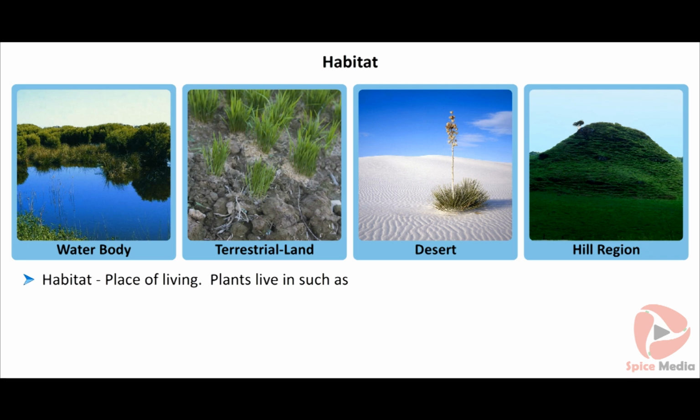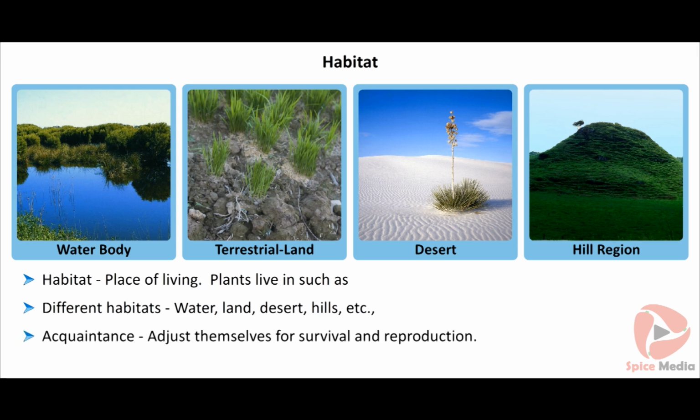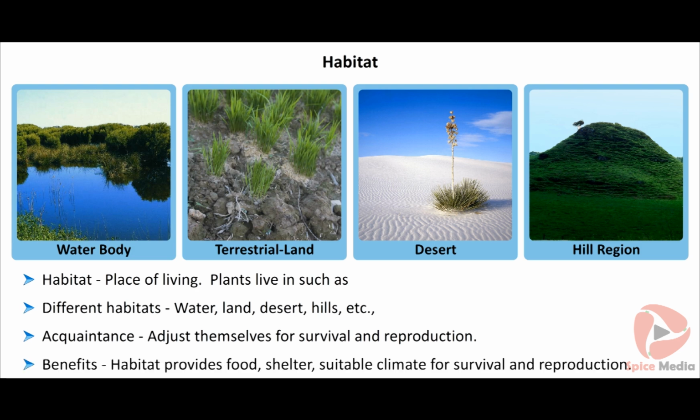Place of living is called a habitat. Plants live in different habitats such as water, land, desert, hills, etc. Plants adjust themselves to the place where they live, survive well and reproduce. A habitat provides them food, shelter, and suitable climate for survival and reproduction.